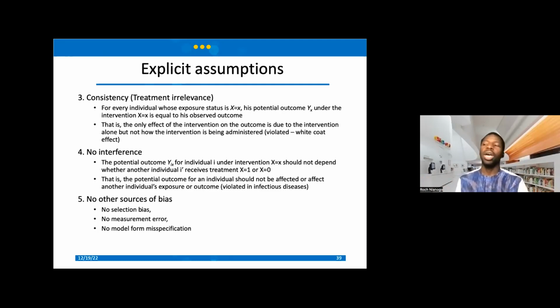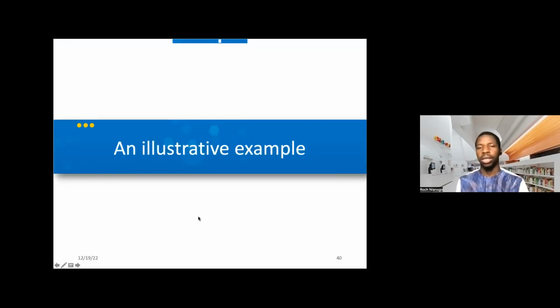And obviously, no other sources of bias: no selection bias, no measurement error, no model misspecification, right? So this is kind of important to think about, because it's great to be able to make those assumptions so that there's no problem in the interpretation.